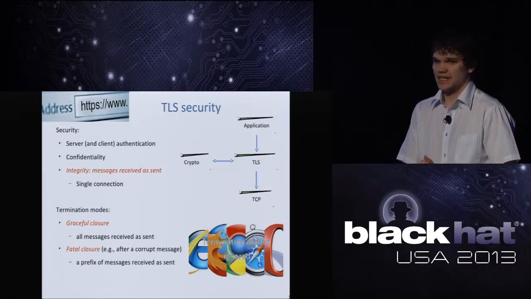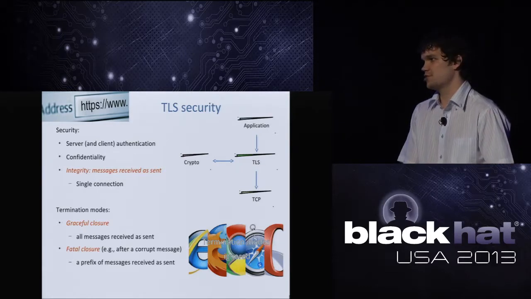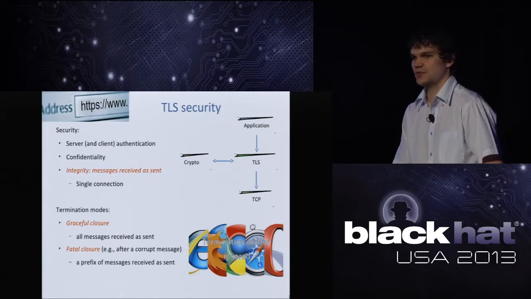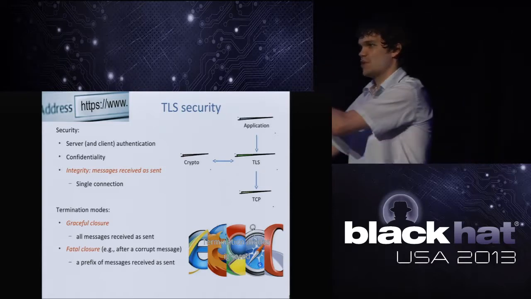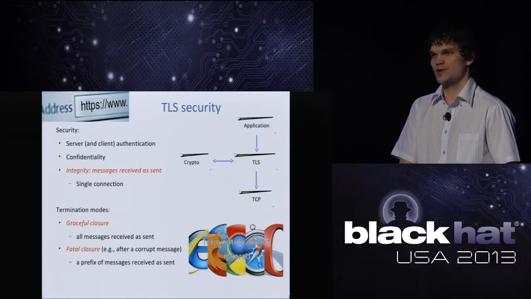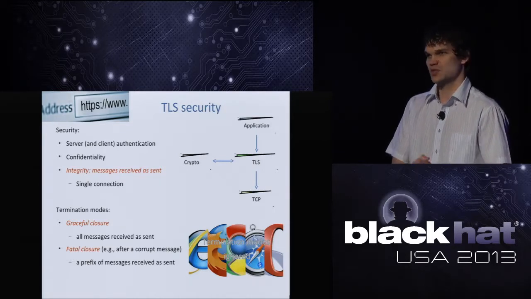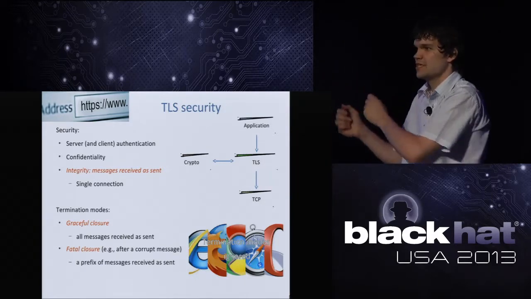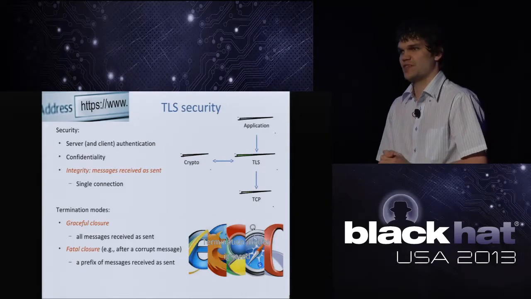Integrity is guaranteed with respect to two termination modes. We have graceful connection closure, which is upon a successful closure of the session. And in this case, all messages are received as sent. So if I send 101, Black Hat receives 101. We also have fatal closure. And in this case, we only get a guarantee that a prefix of the messages have been received as sent. So maybe I send 101, the Black Hat server receives 110, so a prefix there, the first digit, the 1, was received as sent, but the rest of it is garbage.